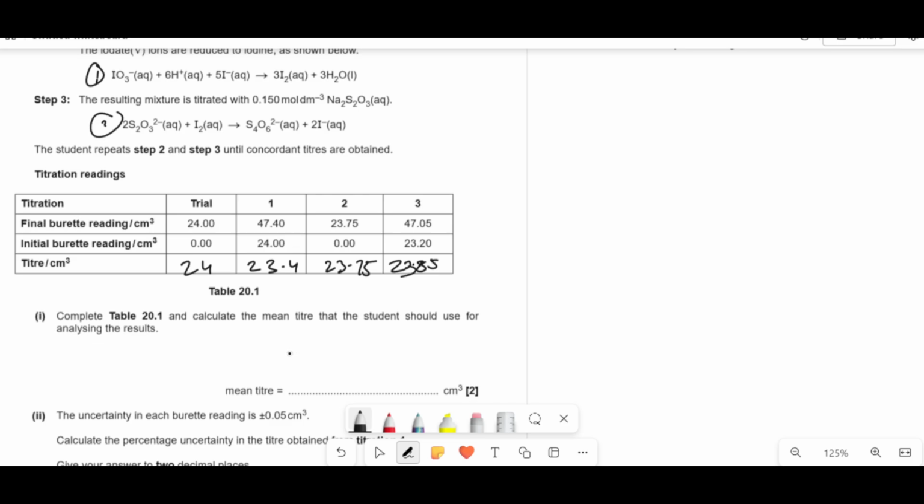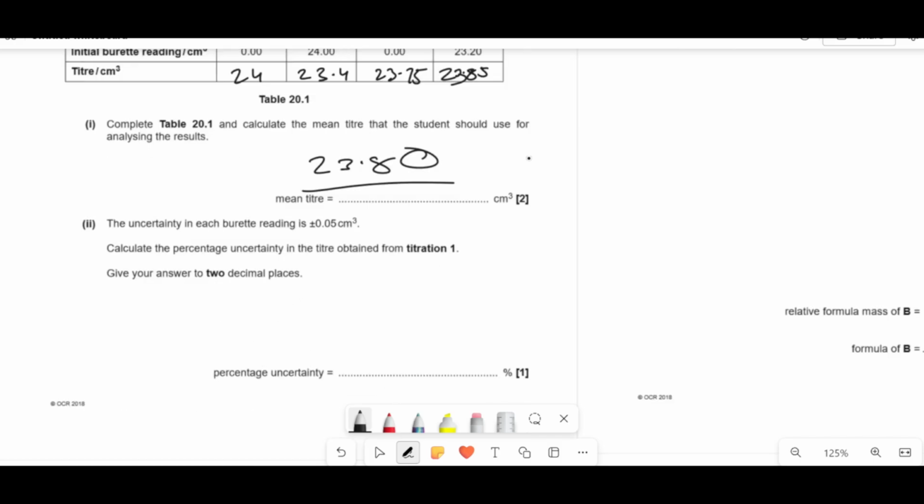So it's going to be the ones that are within 0.1 of each other, which are these two. So it's going to be 23.80. Then it says the uncertainty in each burette reading is this. So what's the percentage uncertainty? And give your answer to two decimal places.